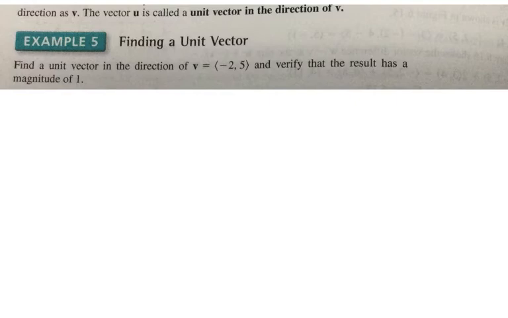Okay, so what we're going to be doing here, we're going to be finding a unit vector in the direction of v equals -2, 5. So let's take a guess before we ever start. What is a unit vector? On the unit circle. That's a good idea. What is a unit circle? Circle with a radius of 1.